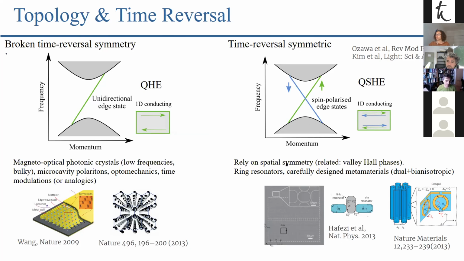So in order to do this, one usually relies on spatial symmetries. And it can be done also using ring resonators by picking up different phases along different propagating directions in this kind of systems.